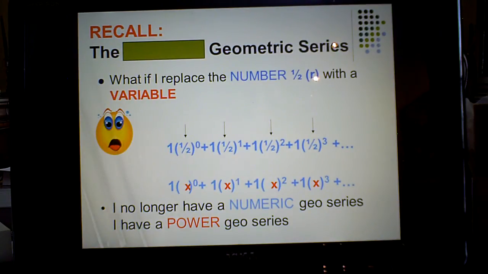But I want you to look at the power geometric series as x to the 0 times 1, which is 1, plus x to the first, plus x squared. That's a polynomial. So that's when we take a numeric series and turn it into a power series. I got the power. See that? My little fun icons.